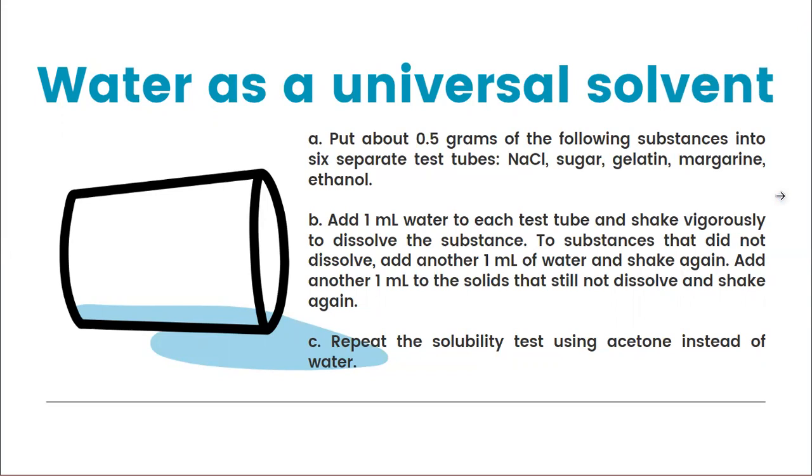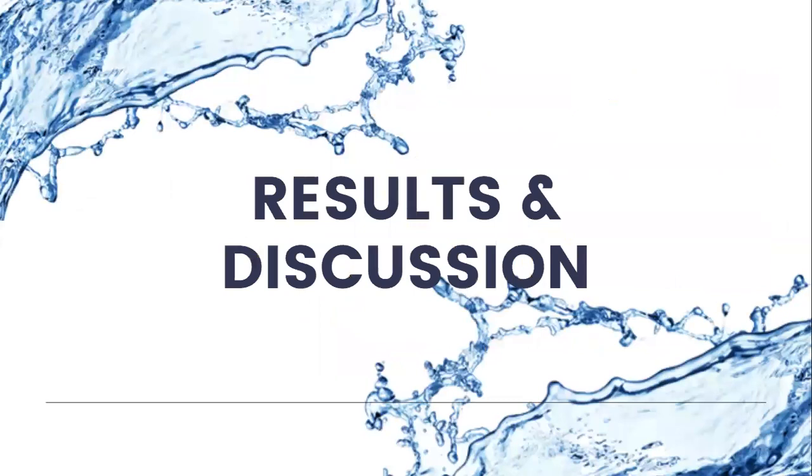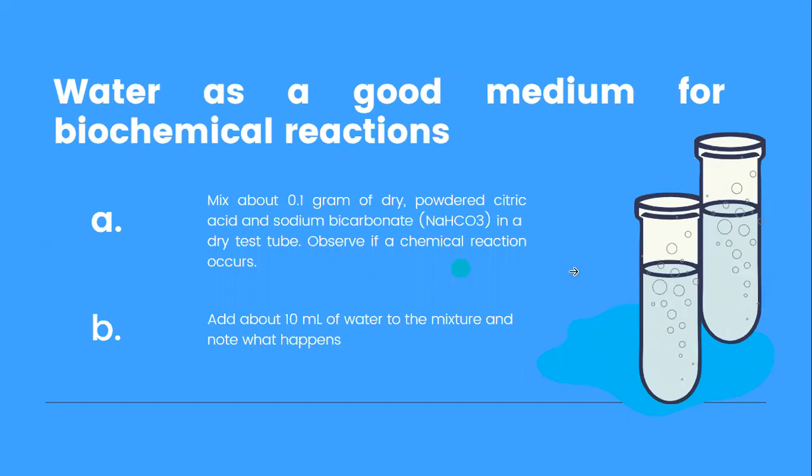After the whole process of testing the water as a universal solvent, the procedure was then repeated, but instead of water, acetone was used. The next part of the procedure, which aims to prove that water is a good medium for biochemical reactions, about 1 gram of citric acid powder and sodium bicarbonate was mixed. Then about 10 ml of water was added to the mixture, which shows the occurrence of the chemical reaction. As for the observation, it was noted that the mixture forms bubbles and the temperature was cold.